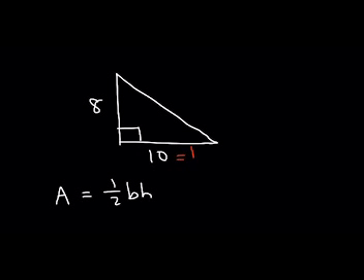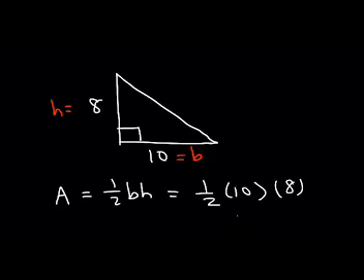So we said 10 is the base and the height is 8. So this is going to be 1/2, 10 times 8. Half of 10 is 5, and 5 times 8 is 40. So it's 40 square units.